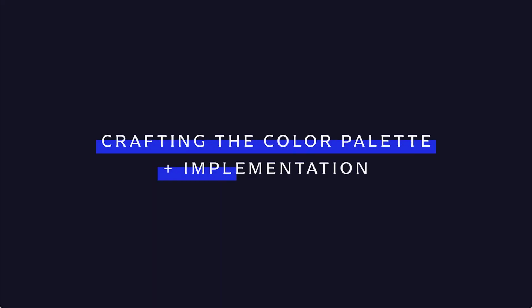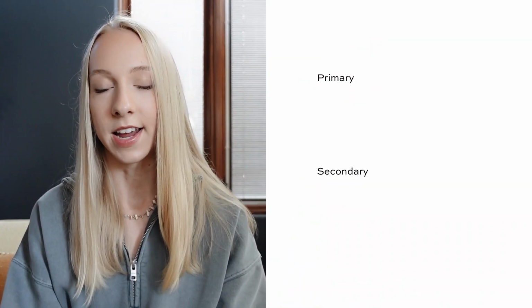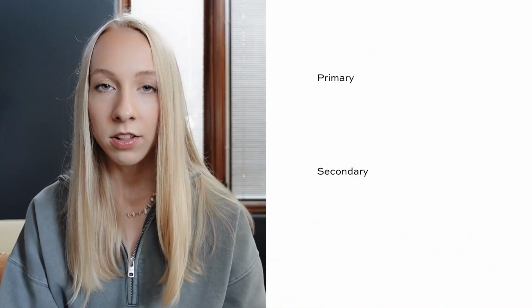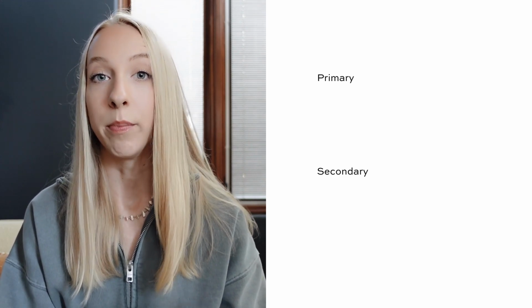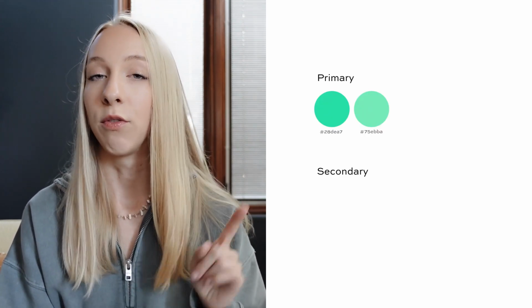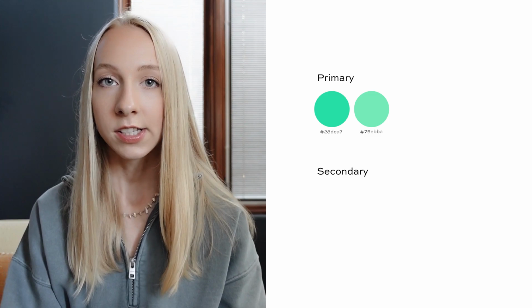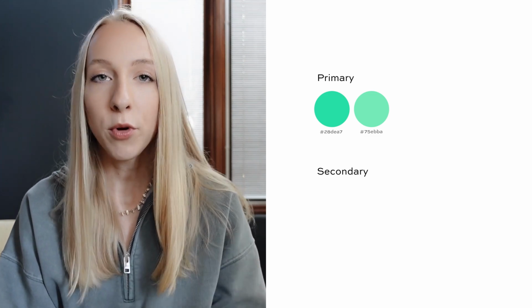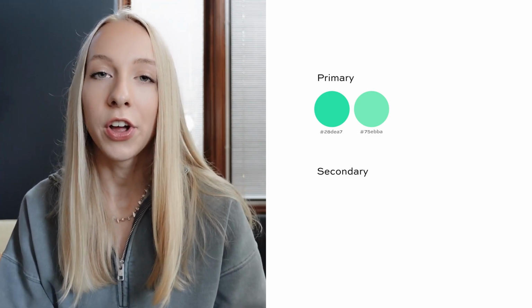This video is going to cover two main parts. The first is actually crafting the color palette, and the second is implementing it. So when it comes to crafting a palette for a UI, what colors do you actually need? I like to think about this as my primary and secondary colors. The primary colors are going to consist of my brand color, and I might have one or two brand colors. This is a color that has a bit more personality. Maybe it's a brighter color.